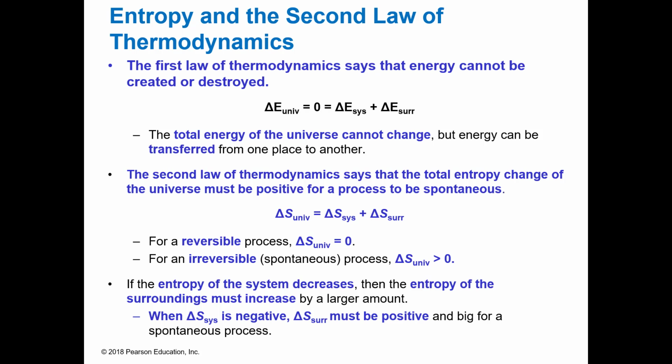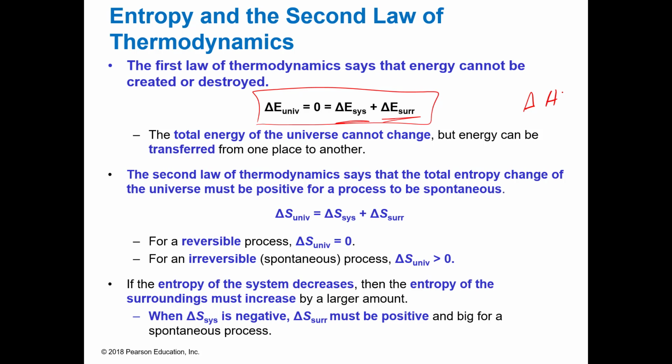So the first law of thermodynamics says energy cannot be created or destroyed. So we saw that the change in energy of the universe must equal zero because the change in energy of the system equals the change in energy of the surroundings. That's our delta H. The total energy of the universe cannot change, but we can change its form or move it around from one place to another. So that's our delta H part.